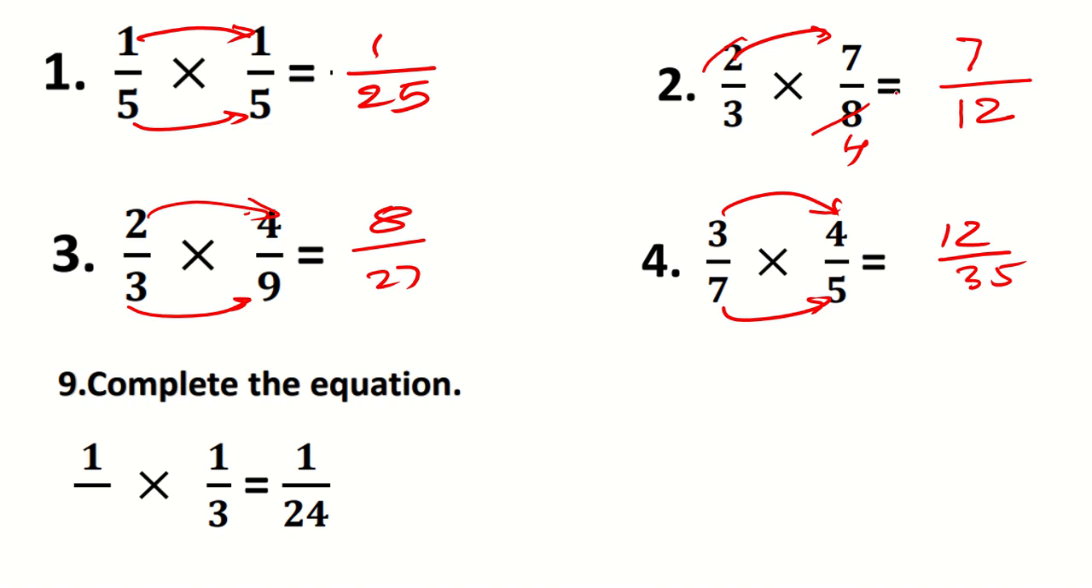So maybe in the exam 14 upon 24 will not be accepted. It will be written in the simplest form. Now it's up to you. Check the question. Now here they say complete the equation. So here it is 3, here it is 24, but 24 is the answer.